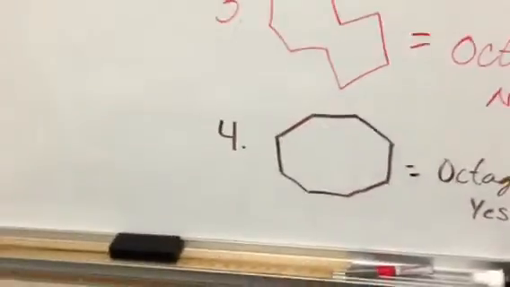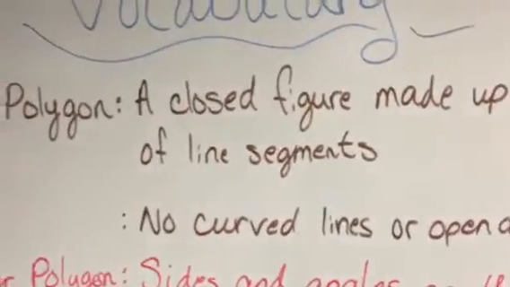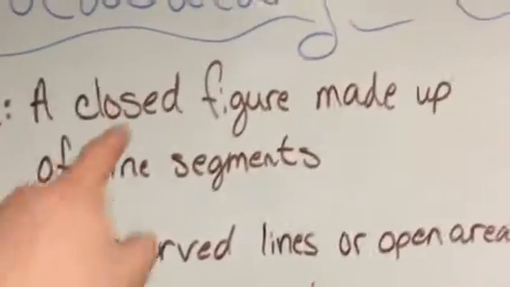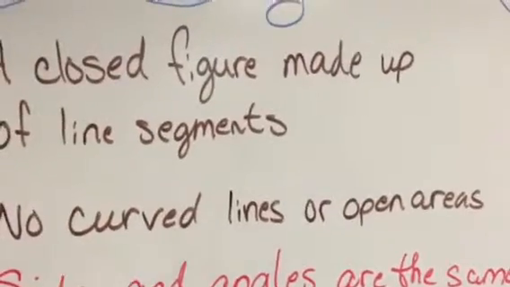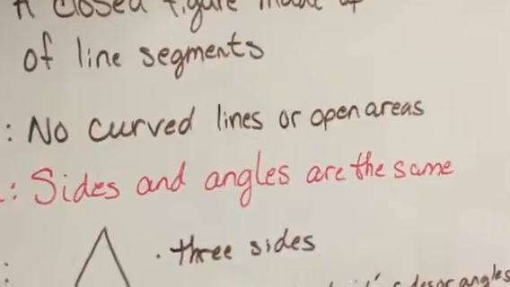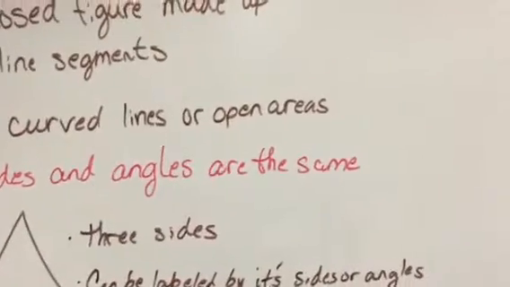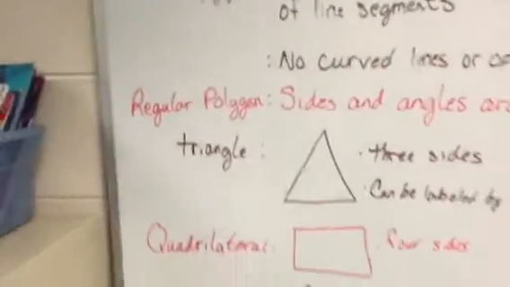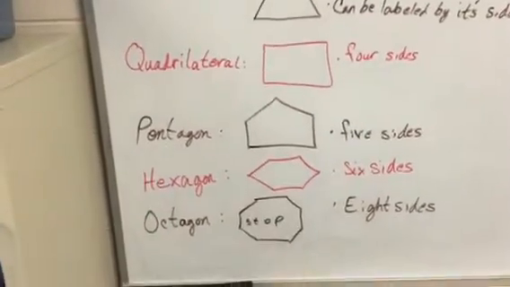So hopefully out of the lesson today, you're able to identify the difference between a polygon and a not a polygon. Is it a closed figure, and does it have all line segments? And also a regular polygon: are all the sides and angles the same? I think you guys already knew triangle through octagon.